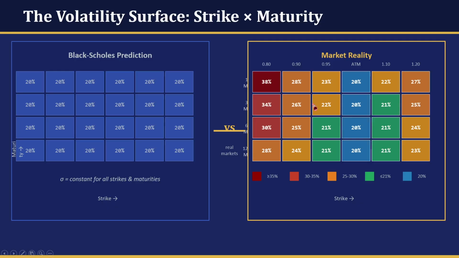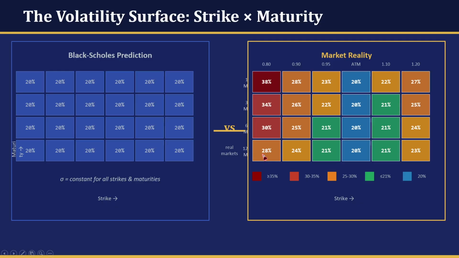Look at the top left: 1 month, 80% moneyness, that's 38% implied volatility. If we compare that to the 20% for the same underlying, same model, we have wildly different numbers. The surface has a shape. It slopes down from the out of the money puts. It has the term structure running left to right, and it forms what we said again in the previous slide, the skew.